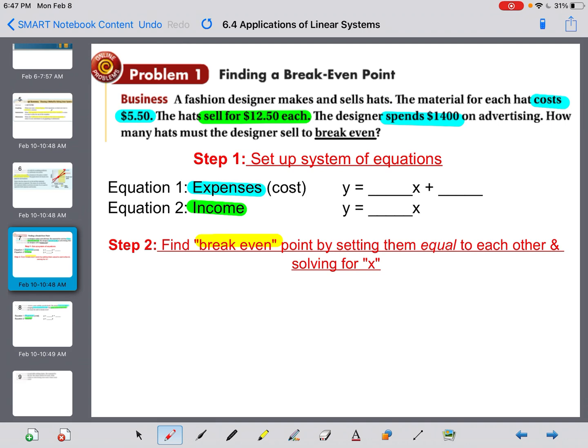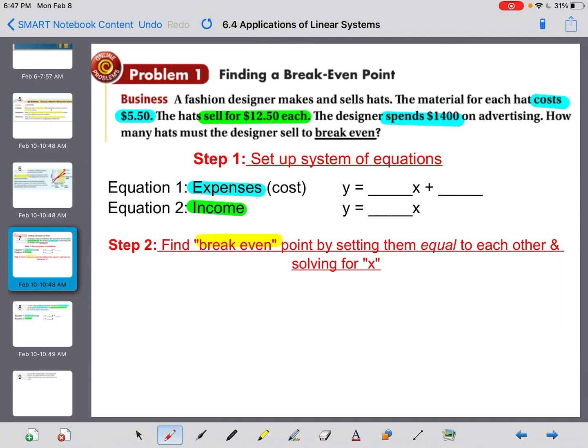So let's start with number 1. We're just looking for the break-even point. We're not looking for anything extra, just where are they equal. A fashion designer makes and sells hats. The material for each hat costs $5.50. The hats sell for $12.50 each, and the designer spends $1,400 on advertising. How many hats must the designer sell to break even?